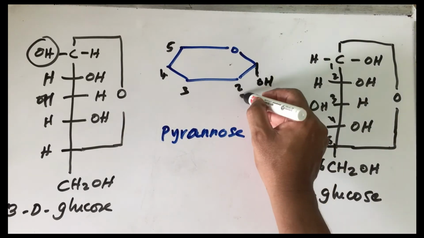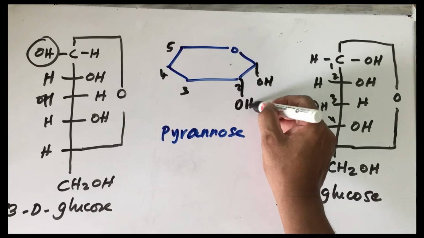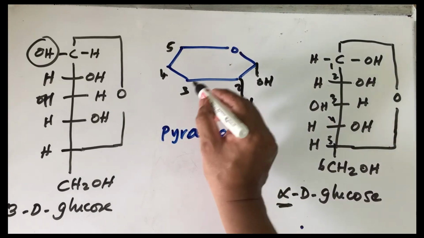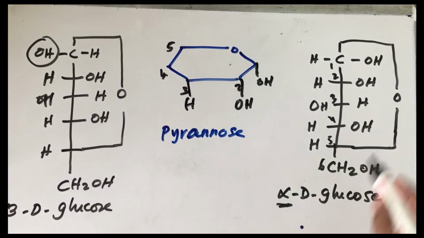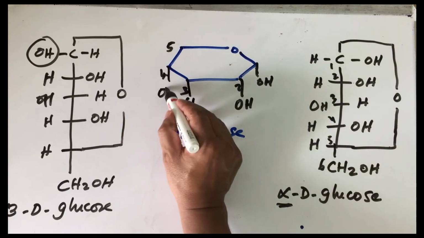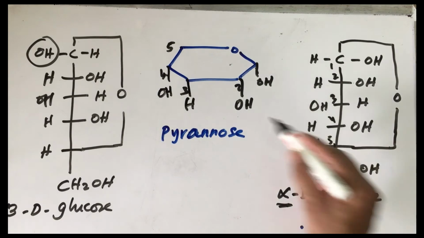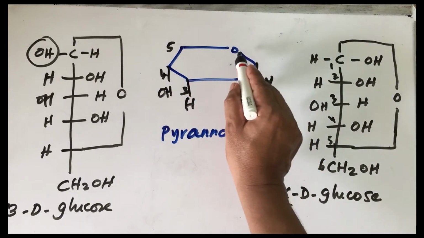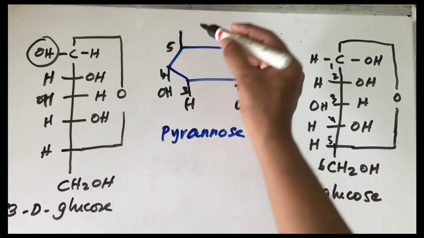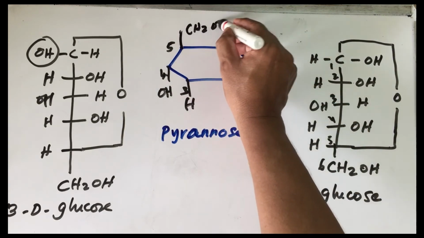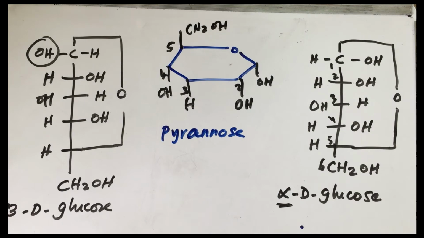Second carbon atom, this also is on the right hand side, we write below the ring. Third carbon atom on the right hand side is hydrogen. Fourth carbon atom, it is a hydroxyl group here. Fifth carbon atom, that has entered into a linkage with the carbon number 1. And this is the sixth carbon atom, so this is CH2OH. So this is how we write the structure.